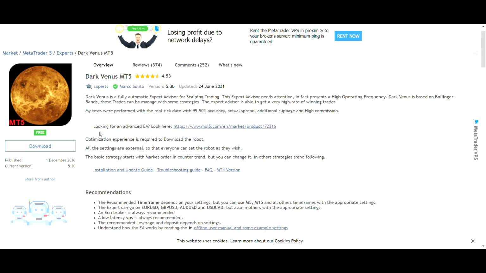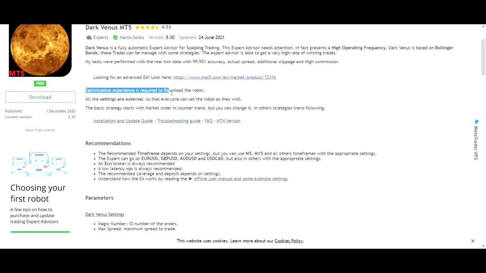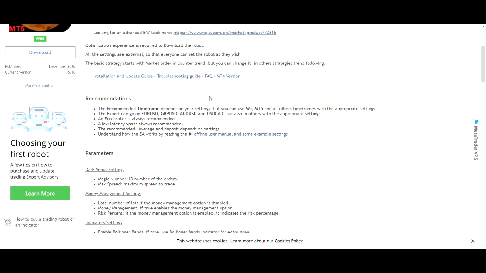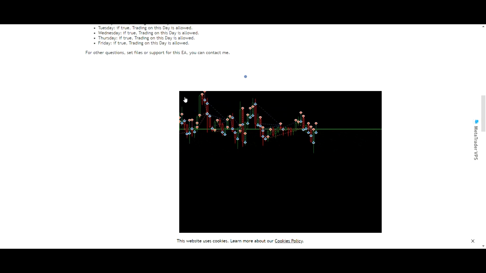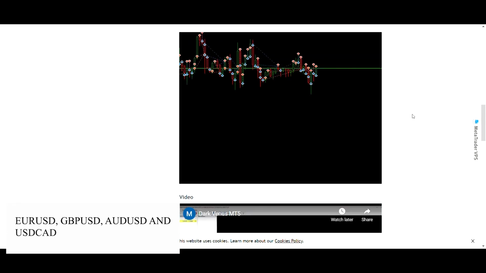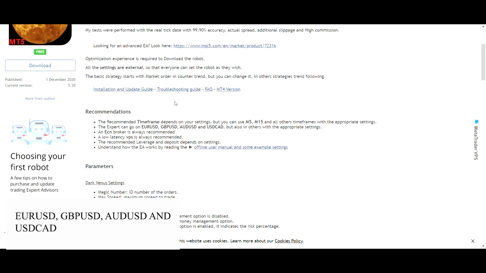It also says, optimization experience is required to download the robot. All the settings are external so that everyone can set the robot as they wish. The basic strategy starts with market order and counter trend, but you can change it, and other strategies, trend following. Dark Venus can work with a lot of pairs, as mentioned: EURUSD, GBPUSD, AUDUSD, and USDCAD.